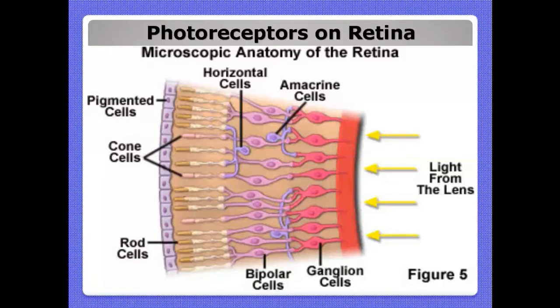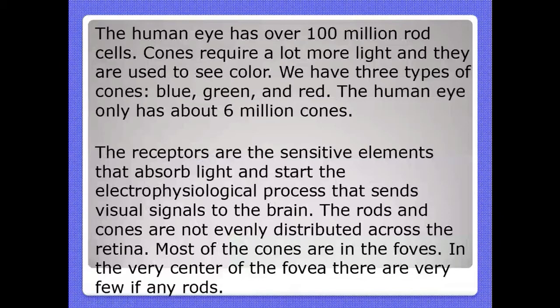So the human eye has over 100 million rod cells, and the cones require a lot more light than the rod cells, because rod cells even work in dim light, and cells used to see color are which ones? Cone cells. That is why they need more light.